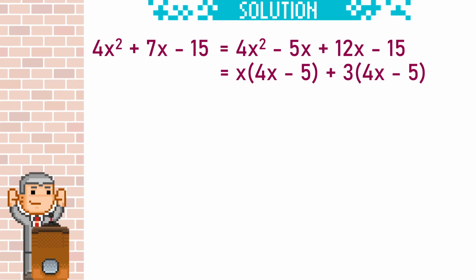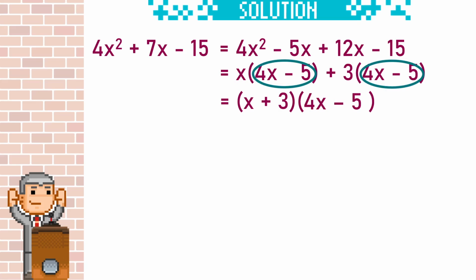The terms on the outside of the bracket will make our first bracket for the quadratic. So the x and the plus 3 will make our first bracket of x plus 3. Then the repeated bracket will make our second bracket. And there we go. We've fully factorised that quadratic.